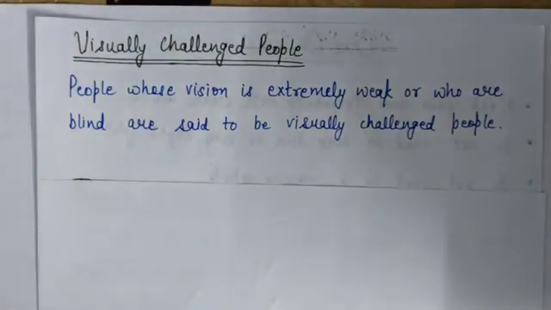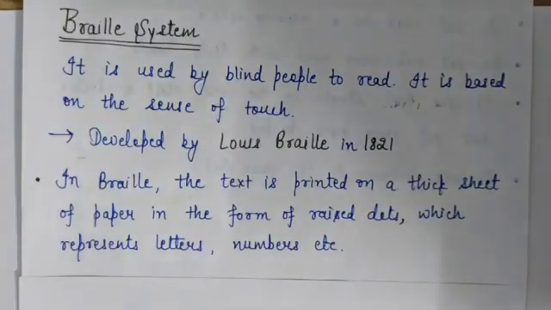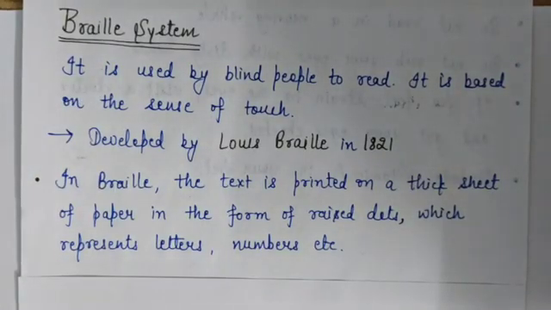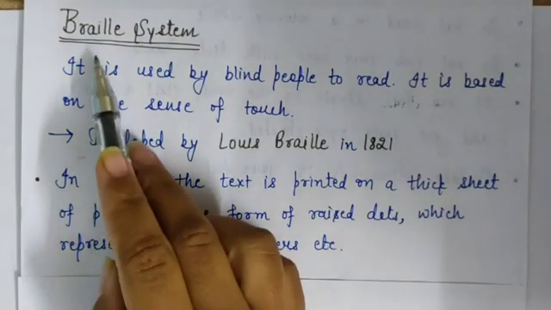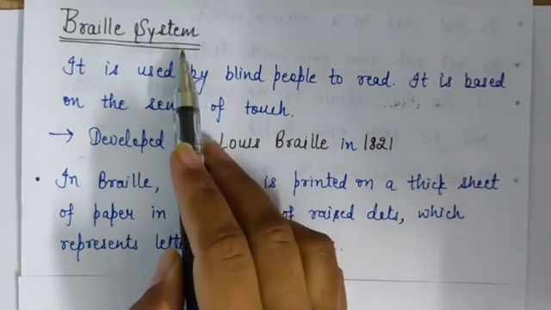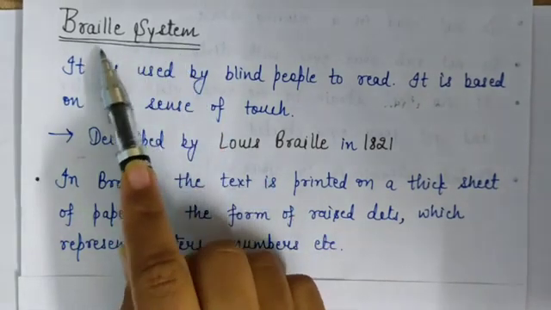These people use non-optical aids, like visual aids, and sometimes they use the Braille system and also use optical aids like lenses, to correct their vision. One of the most important non-optical aids used by blind people is the Braille system. So now let's discuss the Braille system.